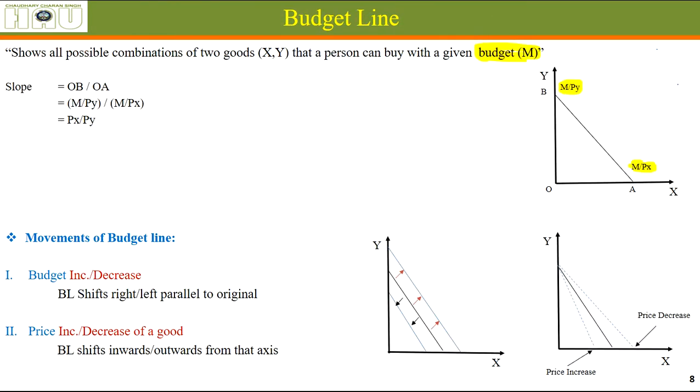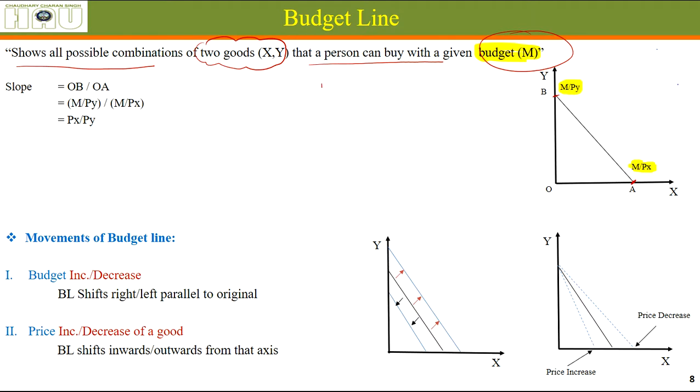What is a budget line? A budget line is simply this: you have a budget. Whenever a consumer goes to a market, he has a budget. Let's say in this case the budget is M. He is going to buy two goods in the market, X and Y. So the budget line will show all possible combinations of those two goods that the person is able to buy with the money he has. Let's make the budget line.